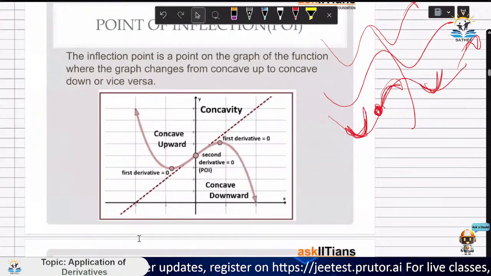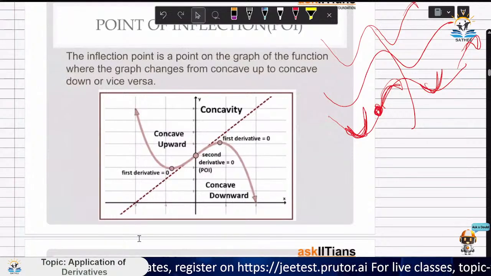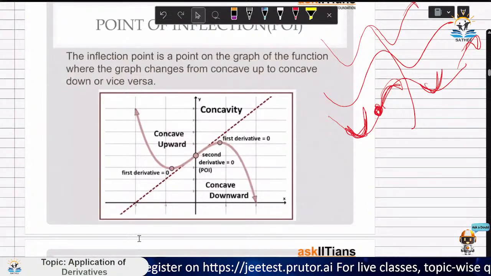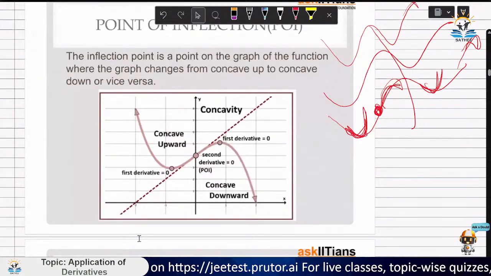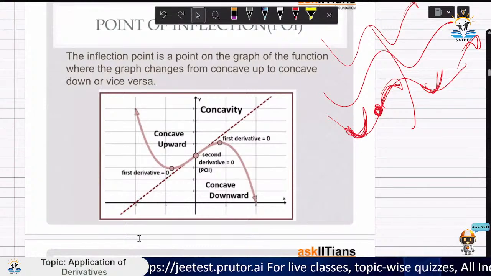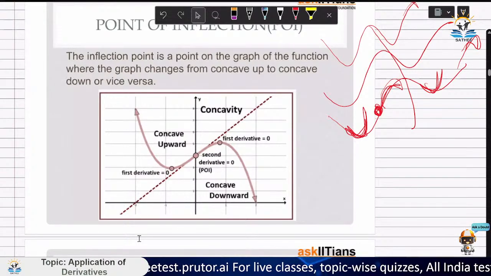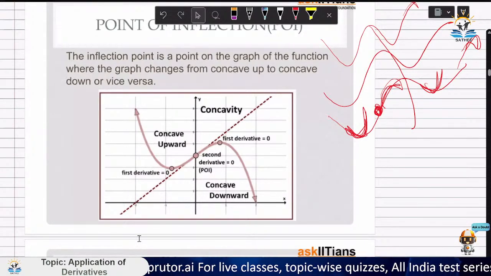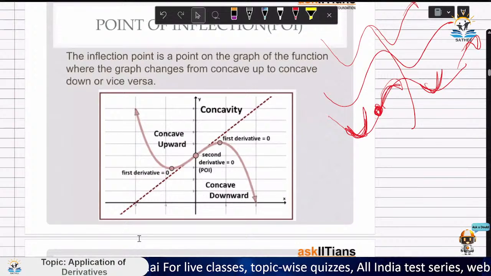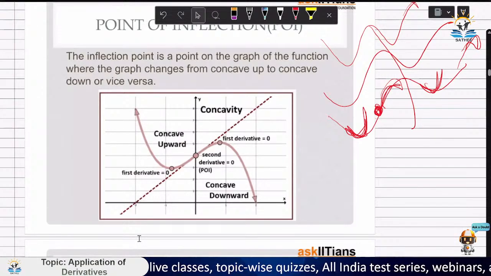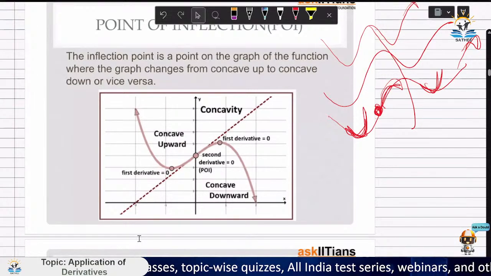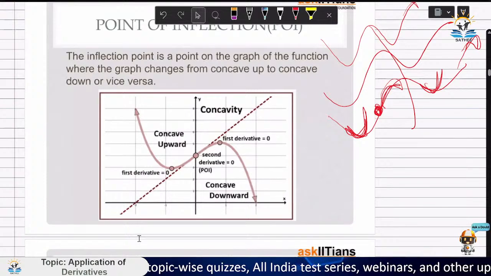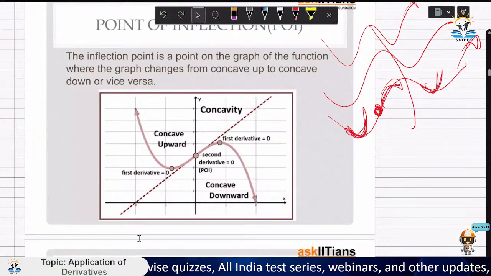No, this is wrong. So what do we have here? This is t minus 1 by t whole square plus root t minus 1 by root t whole square. This was easier, right?